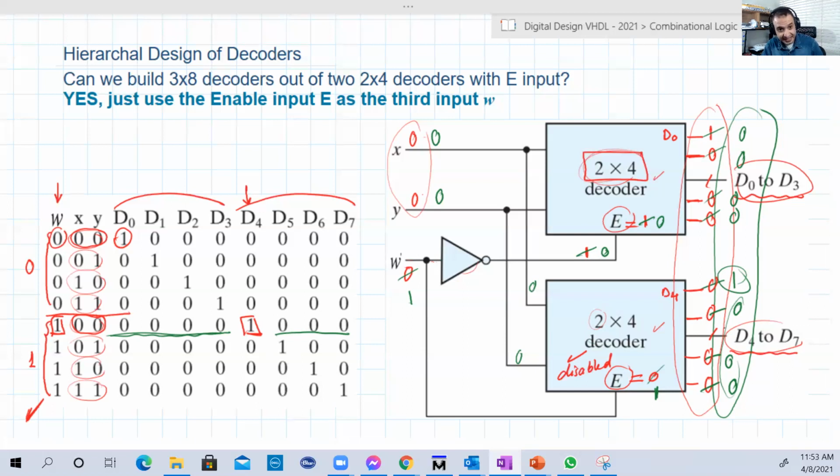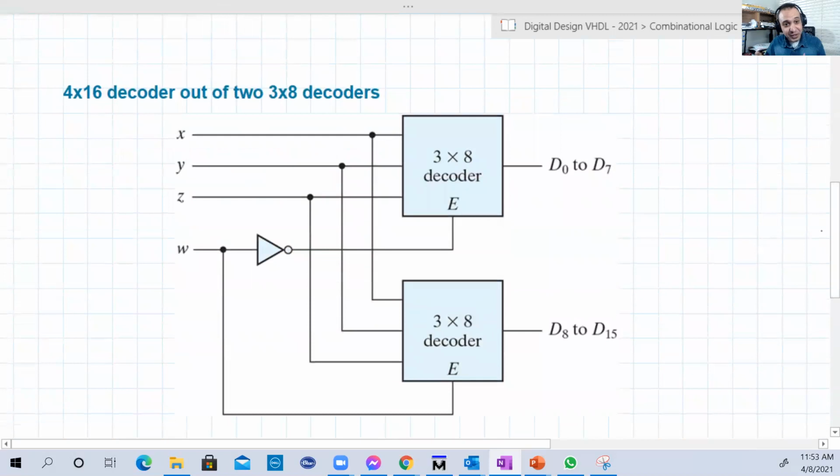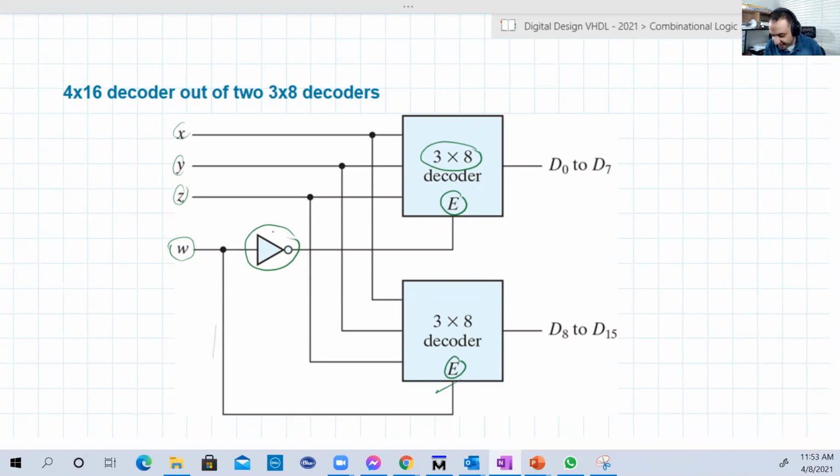The question is, can we do this with 4 by 16? Yes, and actually 4 by 16 is more interesting. We did in the previous video the 3 by 8 decoder with enable, so based on that you can do exactly the same. You have X, Y, and Z, and here is W, again connected to the enables of the two 3 by 8 decoders, one directly, which is the second one, and one with an inverter, which is the first one. Just exactly similar to the first case. And in the same manner, you can do 5 by 32 and so on. That's basically how to do the hierarchical design of decoders.